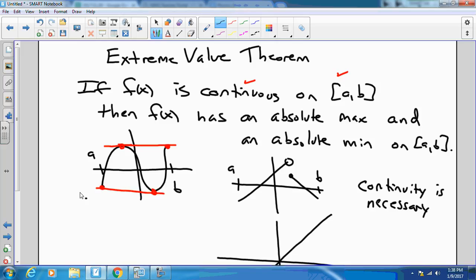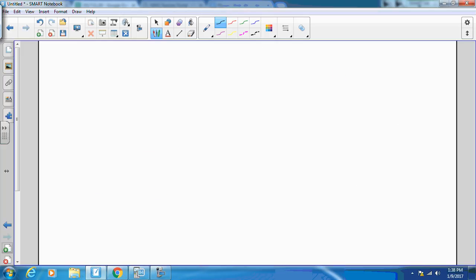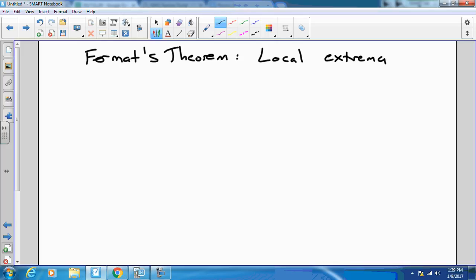Next question, how do I find it? And that's really what we're going to spend the next 4 days doing, is finding the absolute max. And we're going to have two methods, and I'm going to teach you just one of them today. By extending Fermat's theorem. Do you guys remember Fermat's theorem? Maybe you remember it like this. Local extrema only occur at critical points. That's it. That's Fermat's theorem.